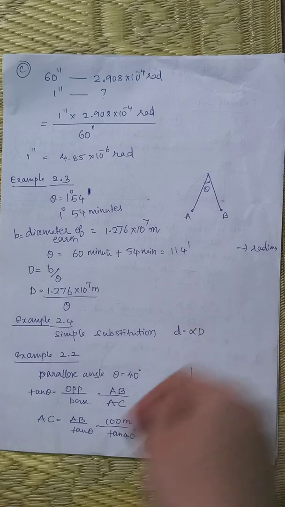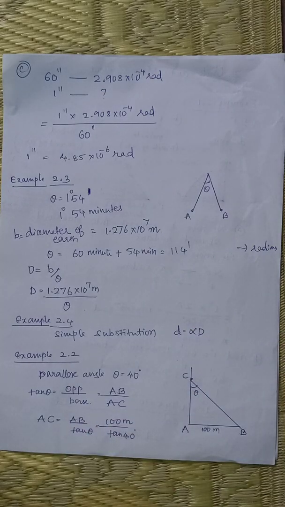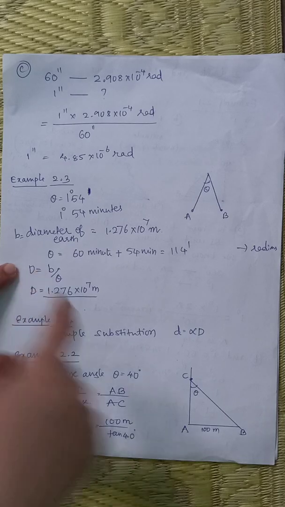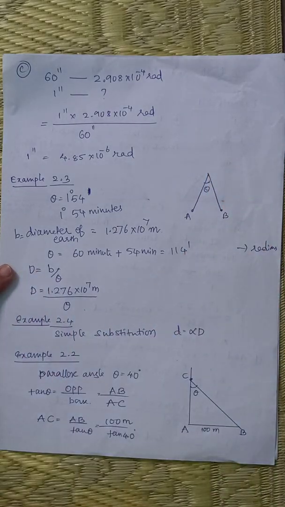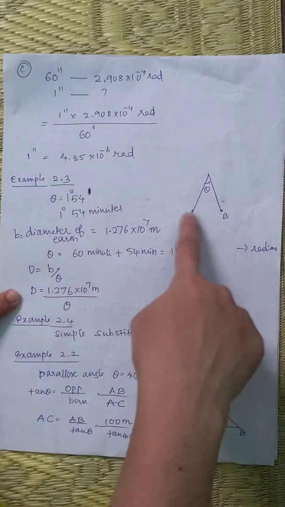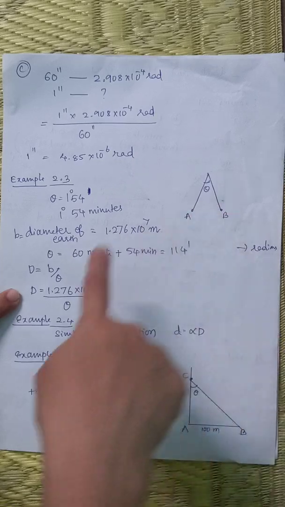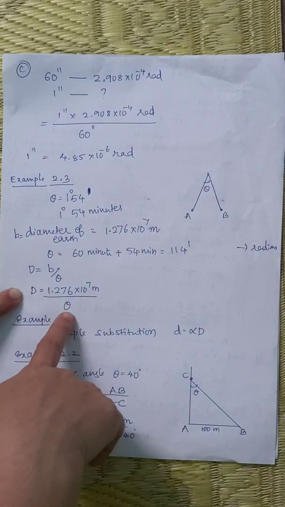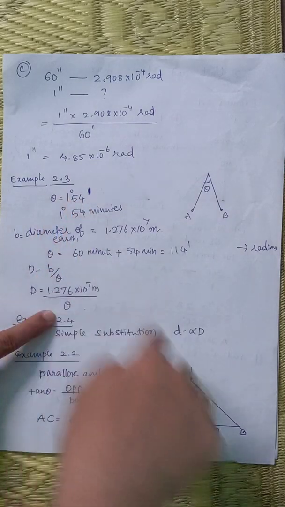This is the application we use to measure long distances, or how far a planet is from the Earth. For that we have a formula: the distance we have to find is equal to b by theta, where b is the basis. The basis here is the diameter of the Earth, divided by the angle subtended. Theta is 1 degree 54 minutes.